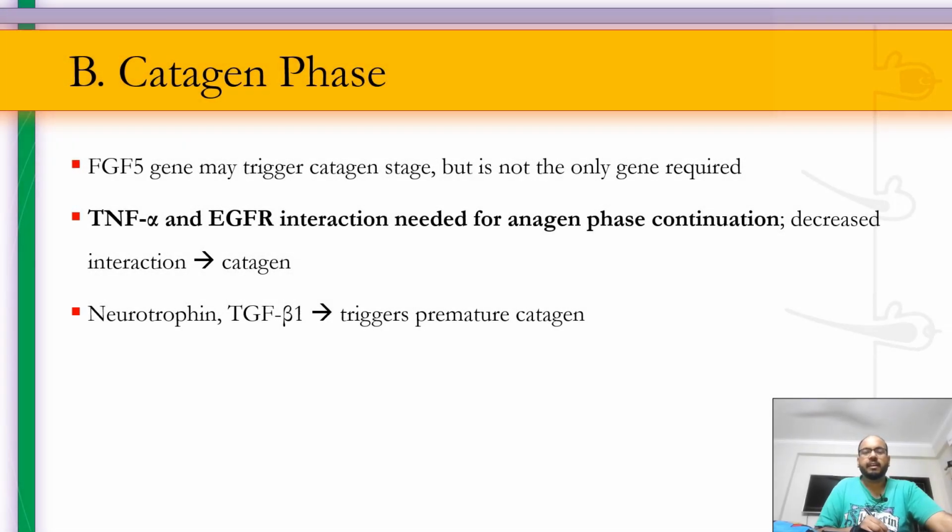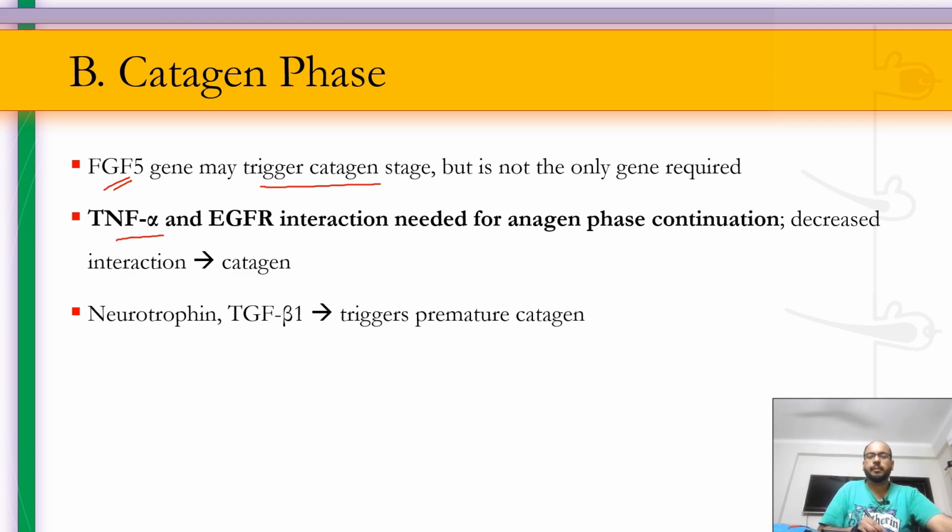Now, fibroblast growth factor 5 gene may trigger catagen state, but is not the only gene required. So it was found that if you mutate FGF5, the catagen phase never starts and the hair will keep on growing. But there have been instances when you have mutated FGF5, still the hair will enter a catagen phase. That means it is not the only gene required. Multiple genes are required for shift from anagen to catagen phase.